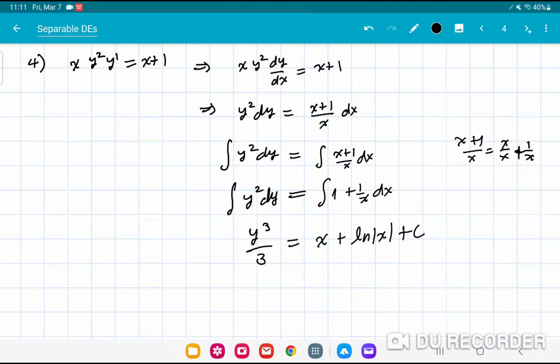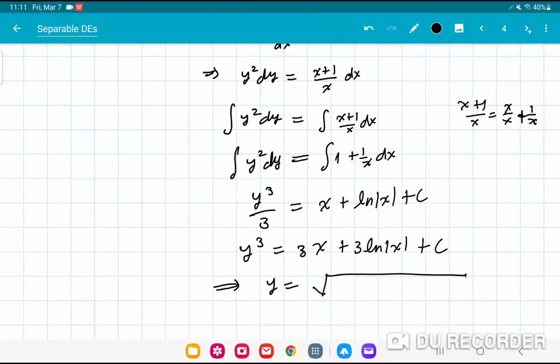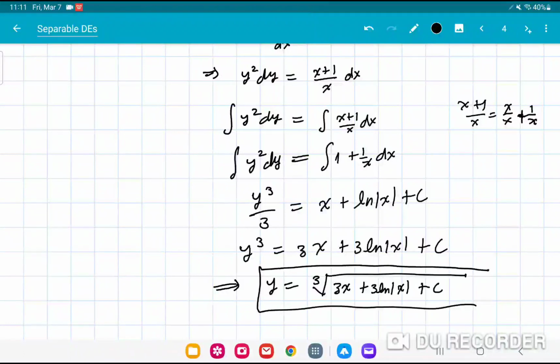Okay, once again we're going to try to solve for y. So y cubed equals 3x plus 3 natural log of absolute value of x plus another arbitrary constant. Take the cube root, so you get y equals the cube root of 3x plus 3 natural log of absolute value of x plus c, and that would be your final answer.